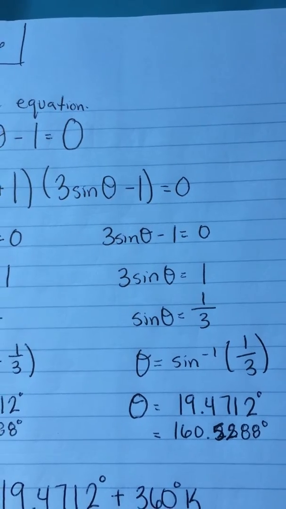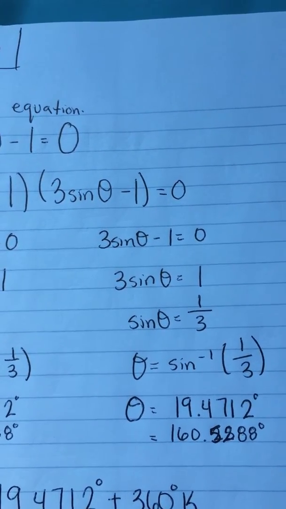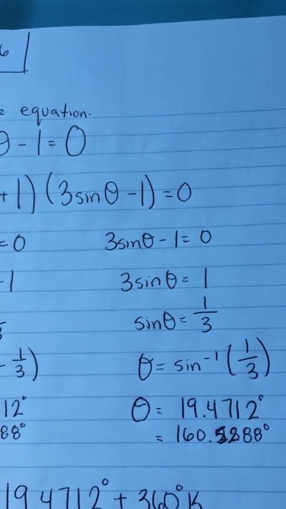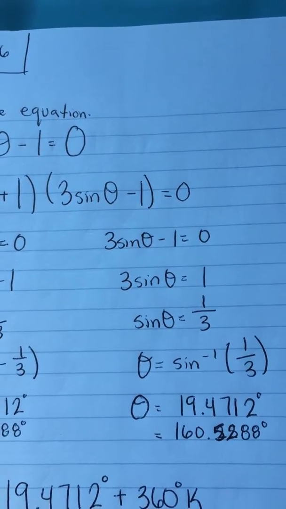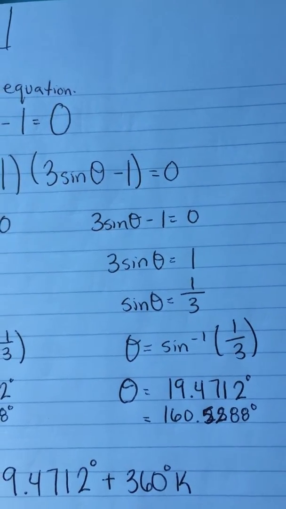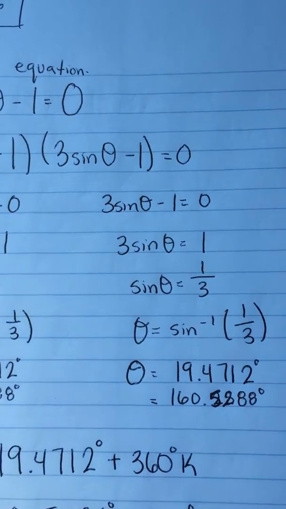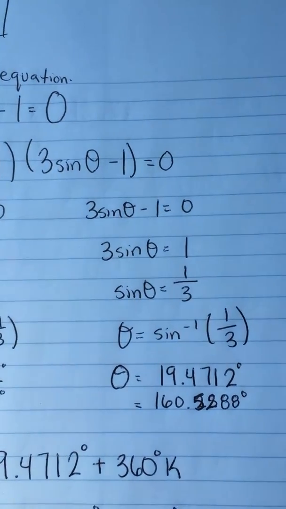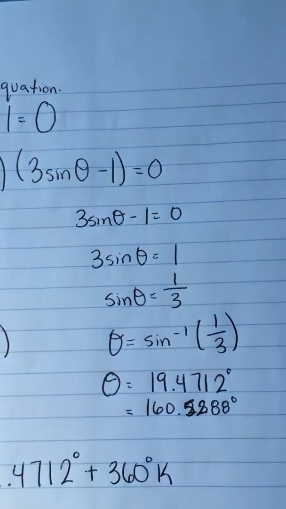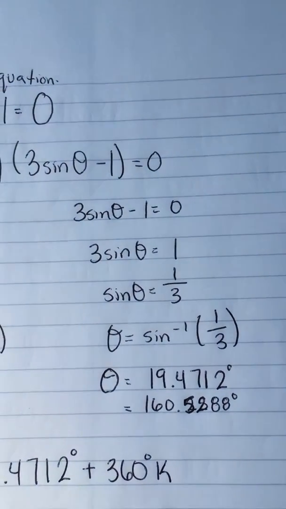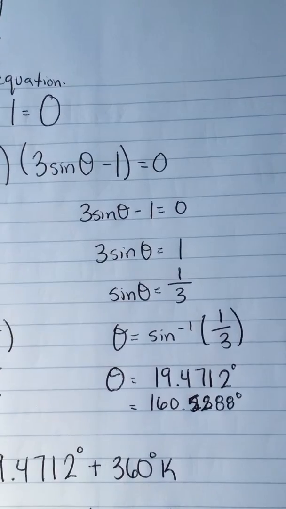And now we solve for the other equation, which is 3 sine theta minus 1 equals 0. We add 1 to both sides, giving us 3 sine theta equals 1. Then we divide by 3, giving us sine theta equals 1/3. And then we take the inverse of sine, giving us sine inverse of 1/3, where theta is 19.4712 degrees, meaning that our angle is actually in quadrant 1.